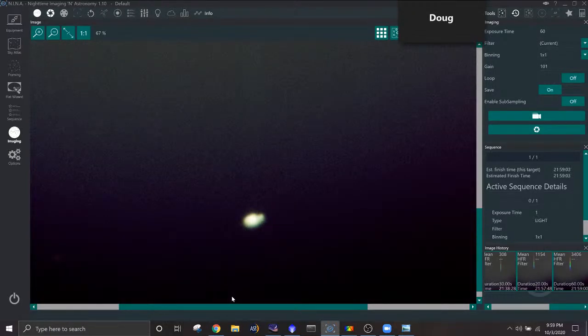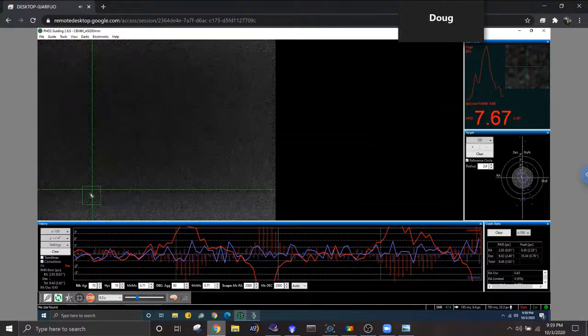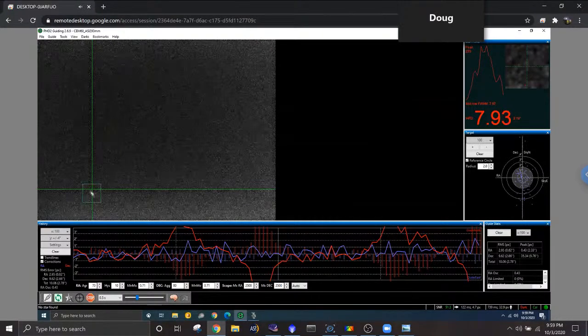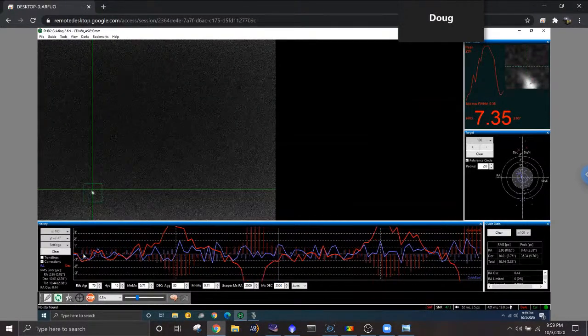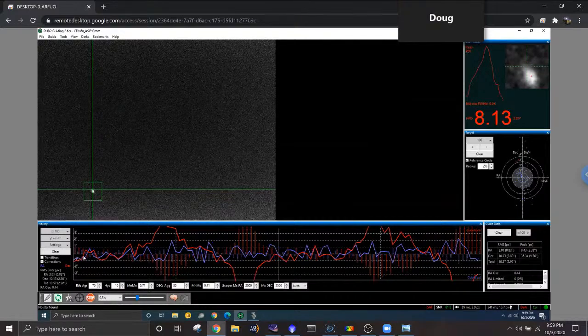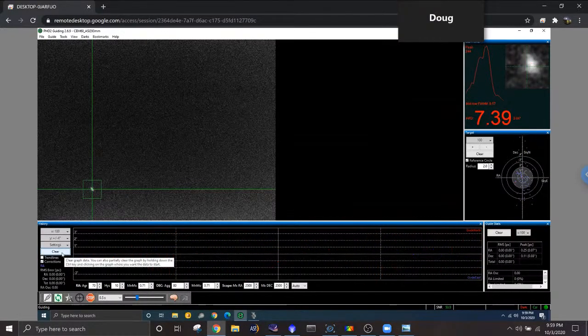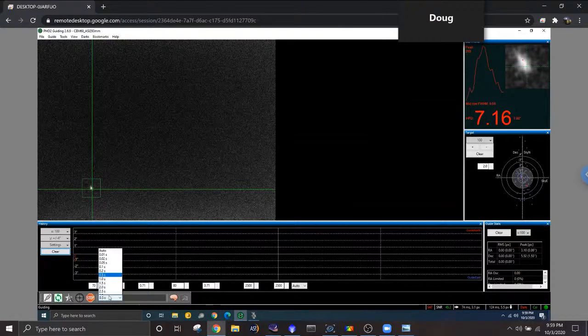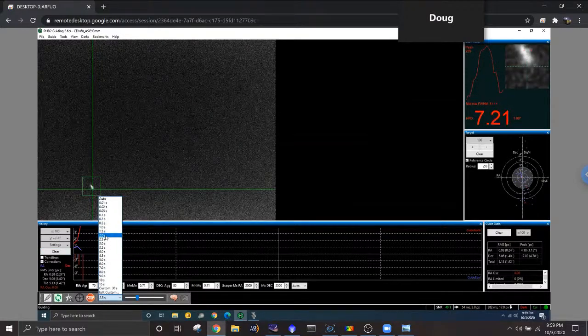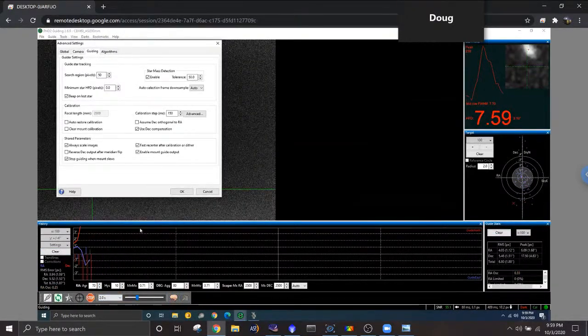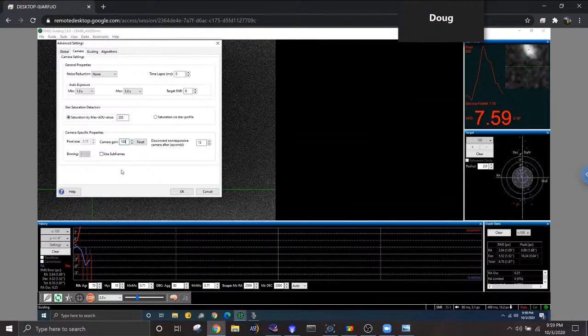Never mind. What is it doing? Oh my goodness. Doug, are you seeing the guide graph? No. You should see it soon. Pretty crazy. You'll see it soon. Okay. I'll know when you talk.